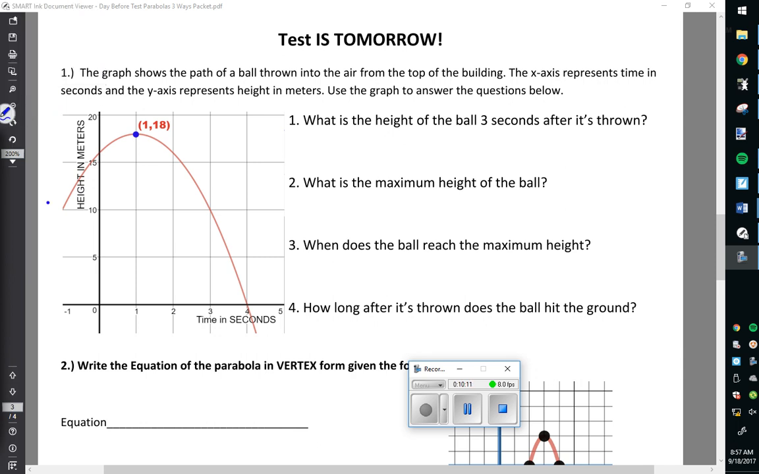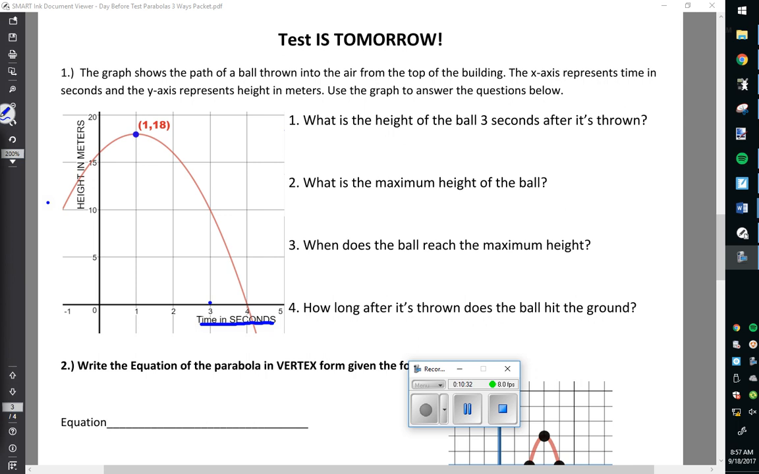It says the graph shows a path of a ball thrown into the air from the top of a building. The x-axis represents time in seconds and the y represents the height in meters. Use the graph to answer the question. So what is the height of the ball 3 seconds after it is thrown? So if we're looking for 3 seconds, time in seconds, we're going to 3.